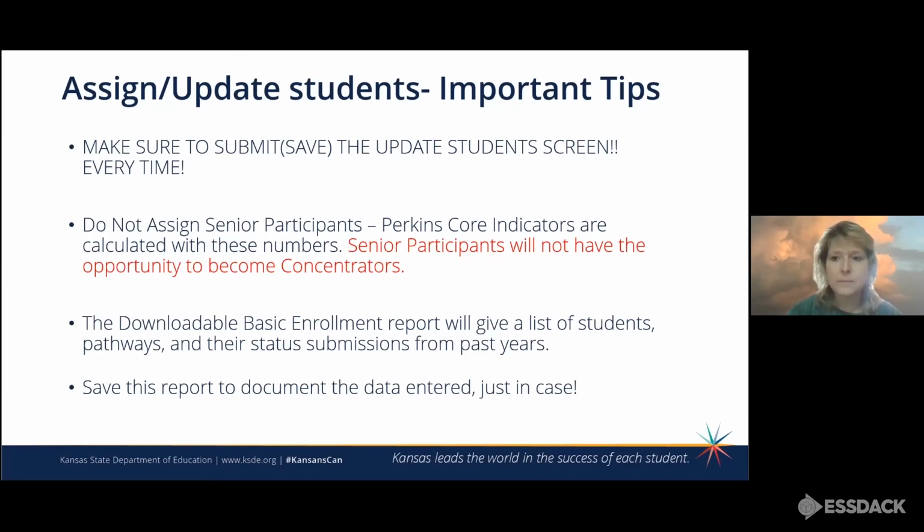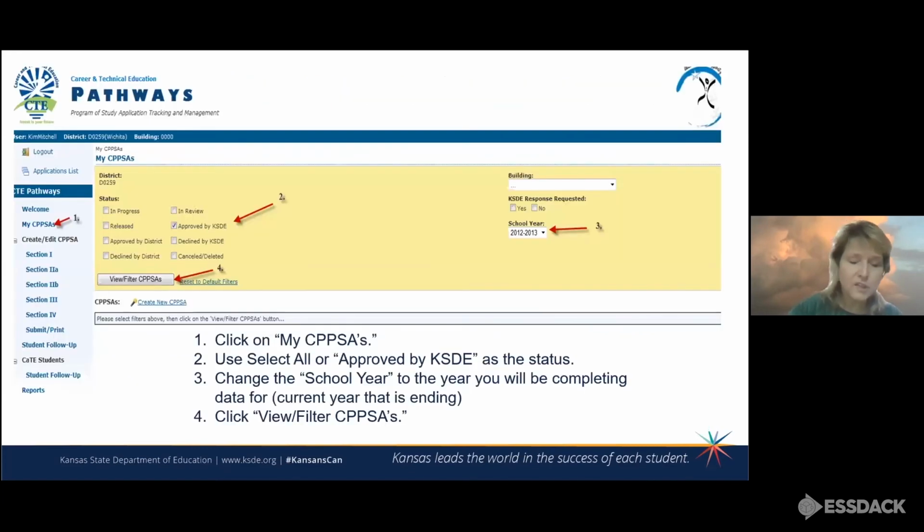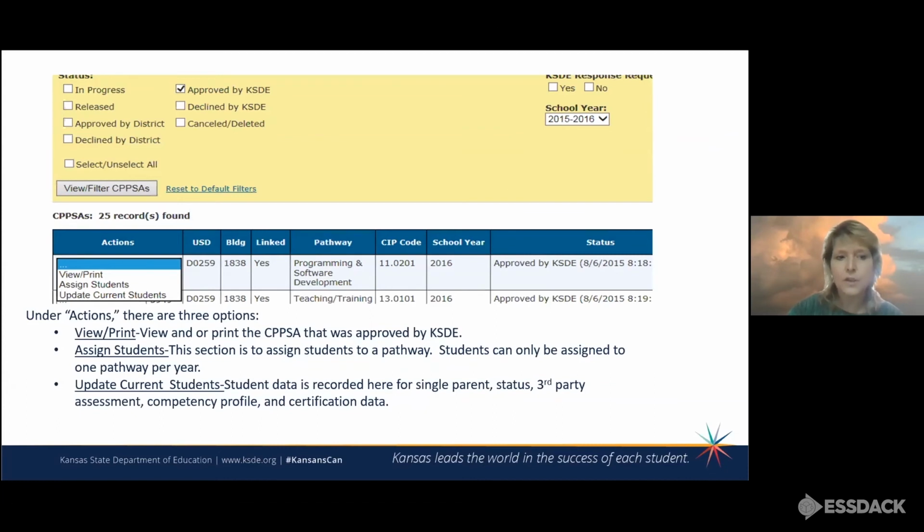So all data is submitted starting at the My CPPSAs page. You would pull your pathways up based on the 1920 school year. That is the school year we are ending right now. Even if you do this data in August, you're still going to have to put in the 1920 school year to get your pathways listed, okay? Then when you get them listed, you will see these action items. I want you to click on Assign Students in the action items there. It's going to look like this.